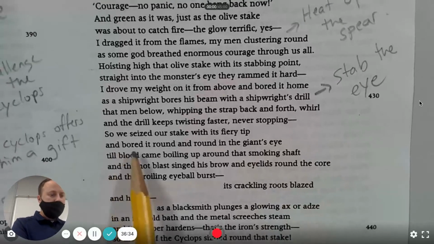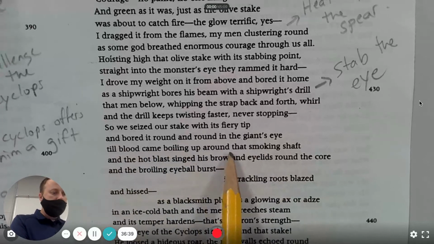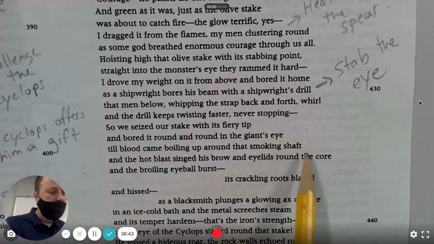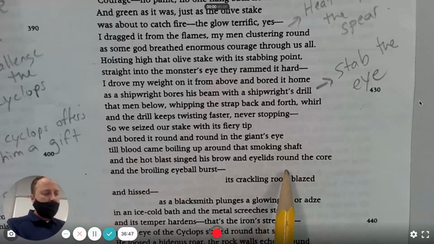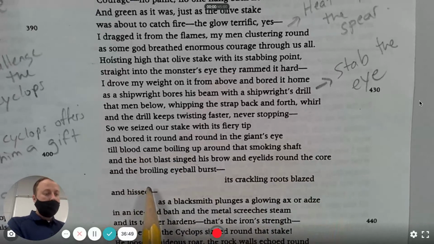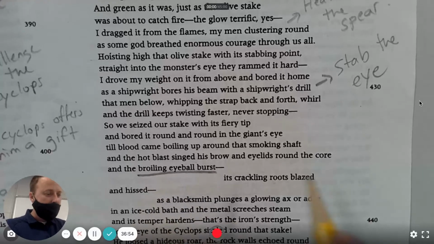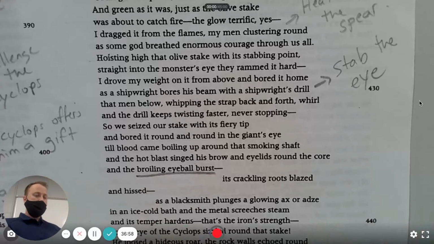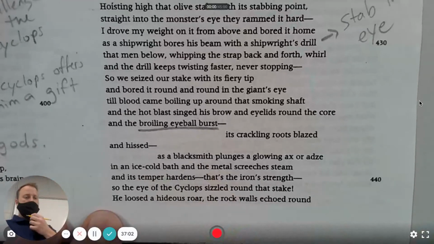"So we seized our stake with its fiery tip and bore it round and round in the giant's eye till blood came boiling up around the smoking shaft, and the hot blast singed his brow and the eyelid round the core, and the broiling eyeball burst." Goodness. So the eyeball blows up, stabbing him in the eye. It's pretty gruesome. Sorry. So they stabbed the eye.